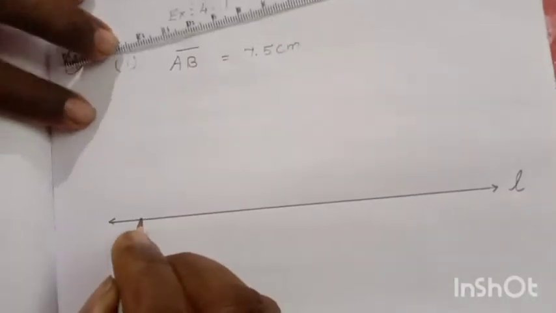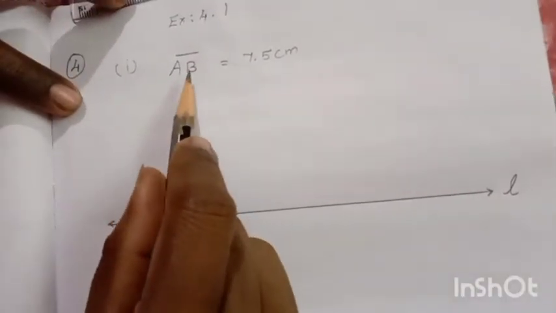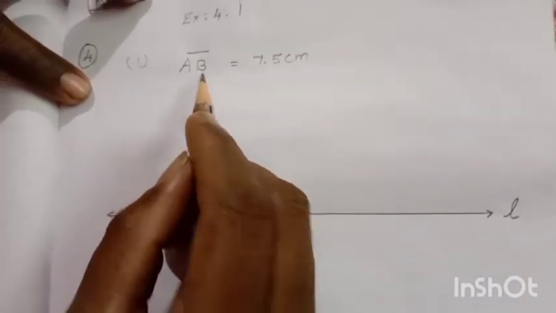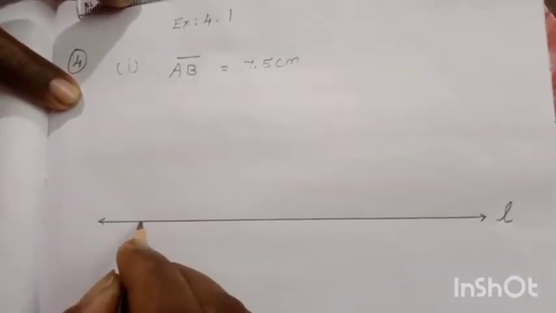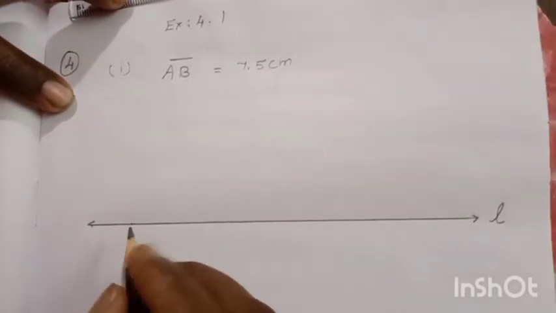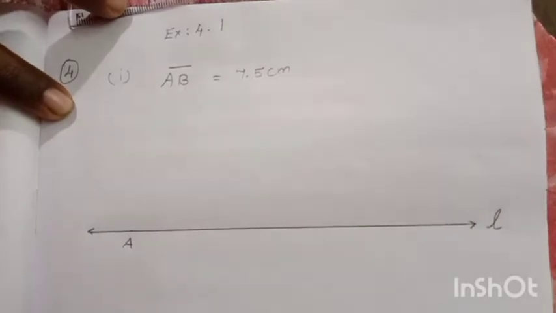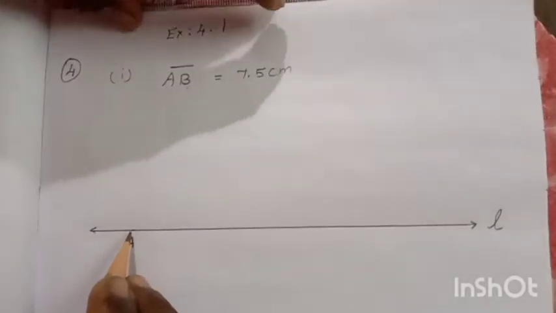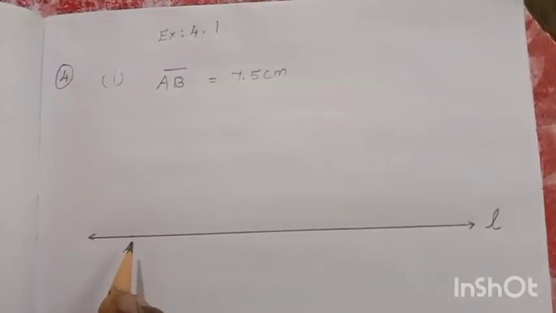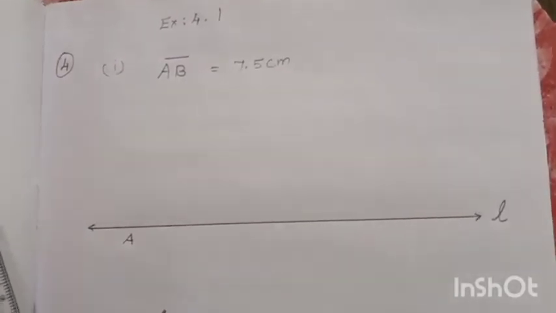You have to mark the starting point. The line segment name is AB, so the starting point is A and the end point is B. You have to mark starting point A somewhere. With this starting point, we have to measure 7.5 centimeter with the help of ruler and compass.